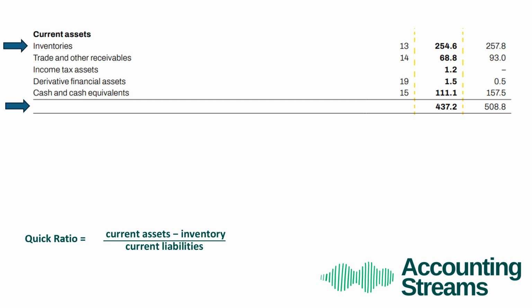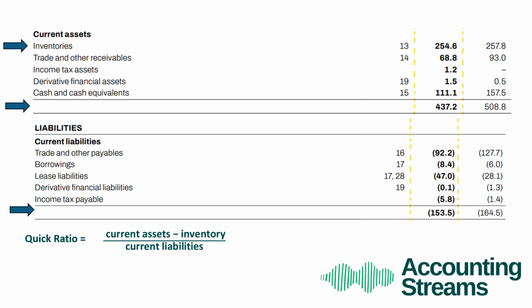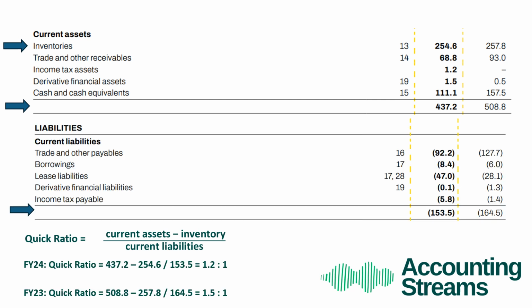The quick ratio measures liquidity with only the more liquid current assets by excluding inventory. These figures are easy to find in the statement of financial position. We can see that the figure has dropped from 1.5 to 1 in financial year 23 to 1.2 to 1 in financial year 24. Dr. Martens has £1.20 of liquid current assets for every pound of current liabilities.